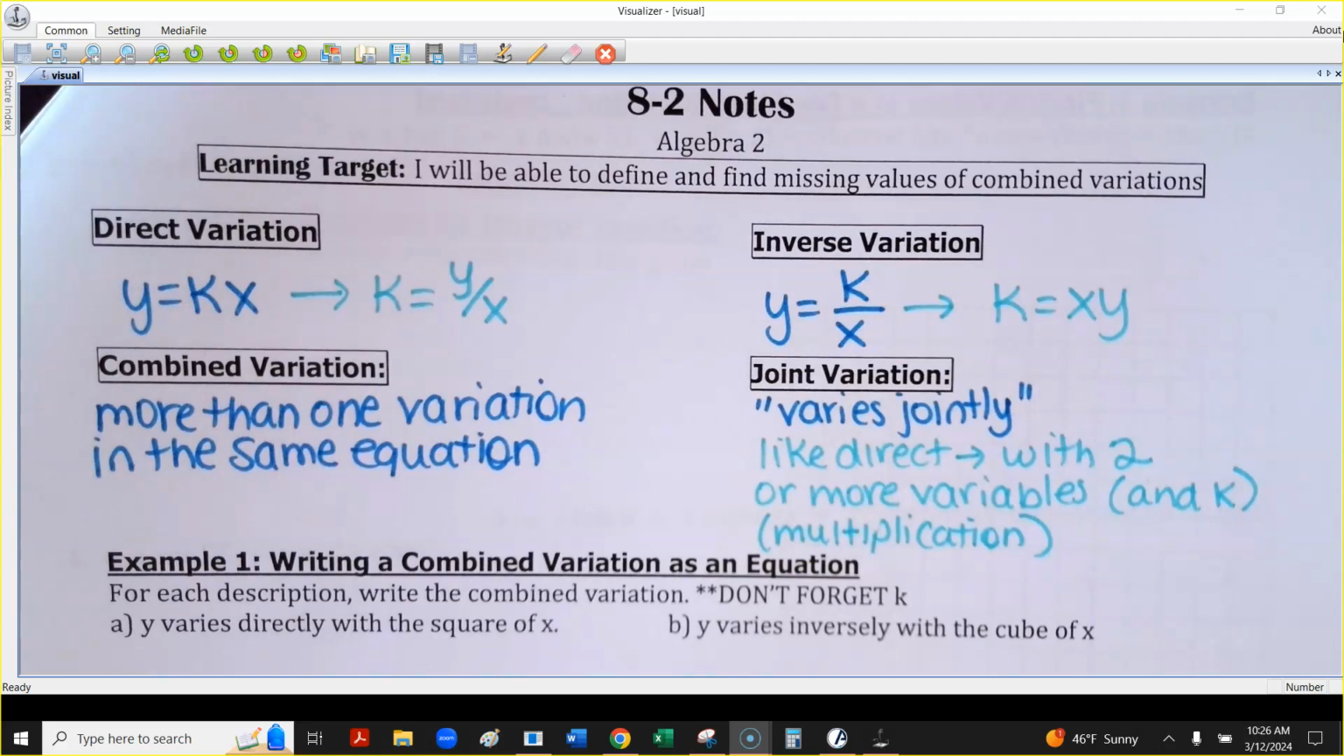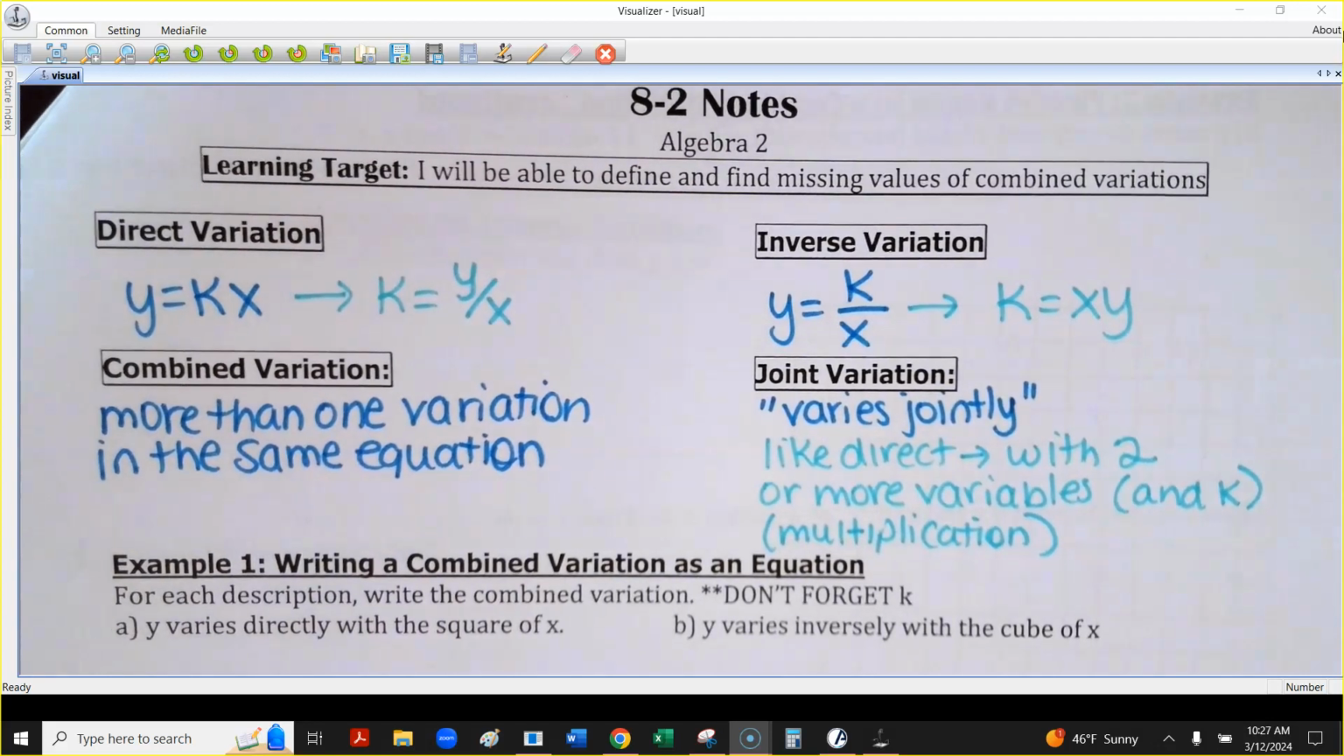So varies jointly works like a direct, where you're going to multiply by your constant of variation, but it's going to have two, or it could have more variables. It just depends on what they give you in the problem. So we're going to work on setting these up here in a second.